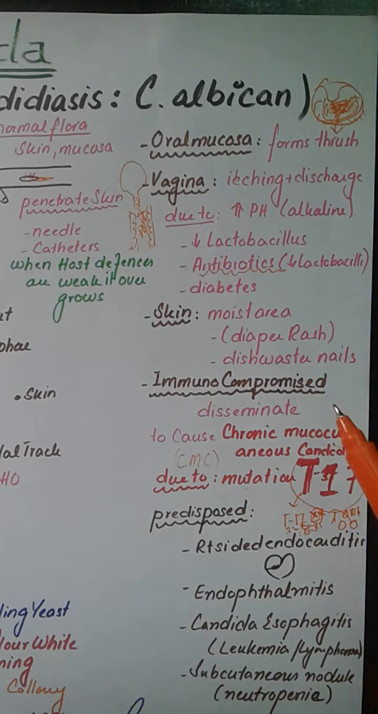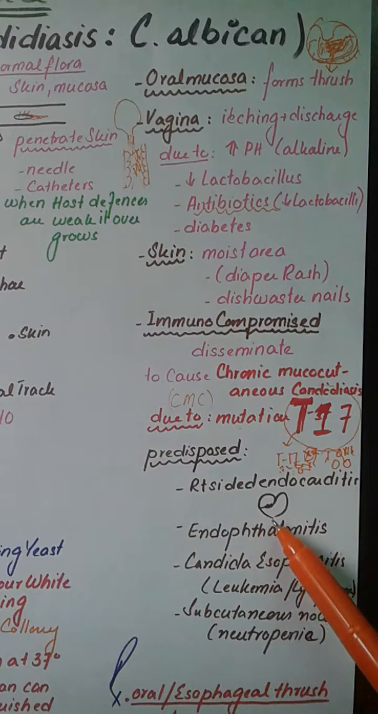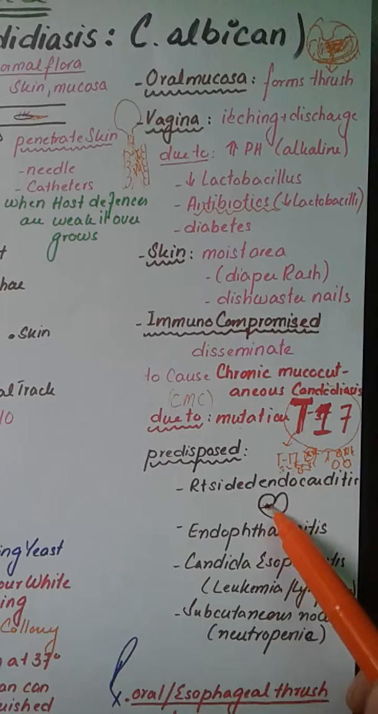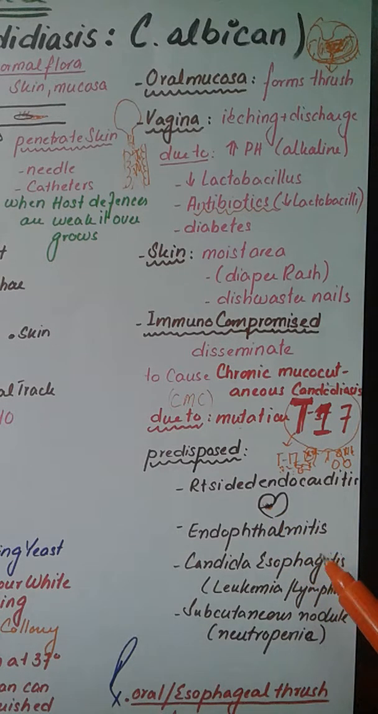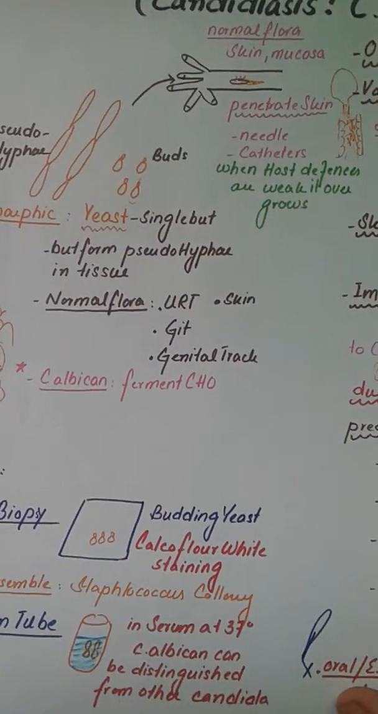Okay, now if such predisposition occurs, we know that it can also lead to severe cases. It can cause right-sided endocarditis, meaning forming vegetation on the valves which are present on the right side of the heart, and it can cause ophthalmitis, which is basically an eye disease, and Candida can cause esophagitis. This esophagitis is normally seen in patients having leukemia and lymphoma, along with subcutaneous nodules, which are seen in neutropenic patients, in which the neutrophil count is comparatively low.